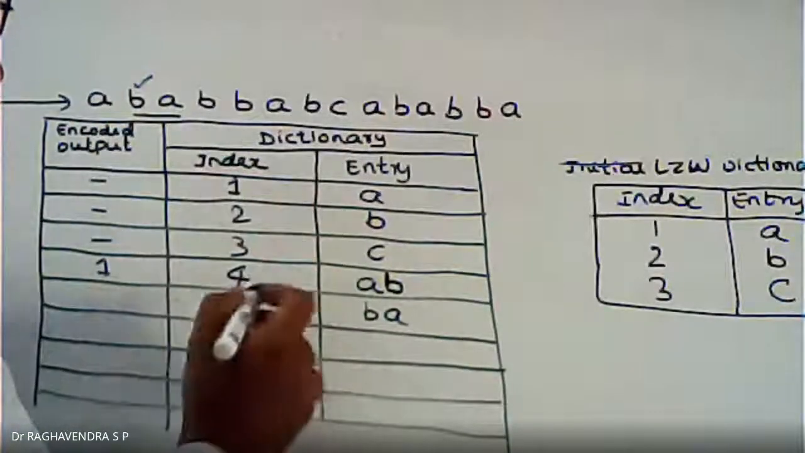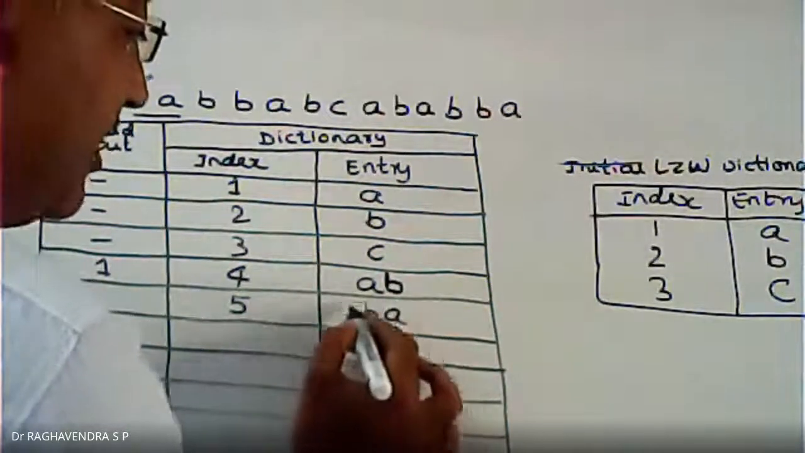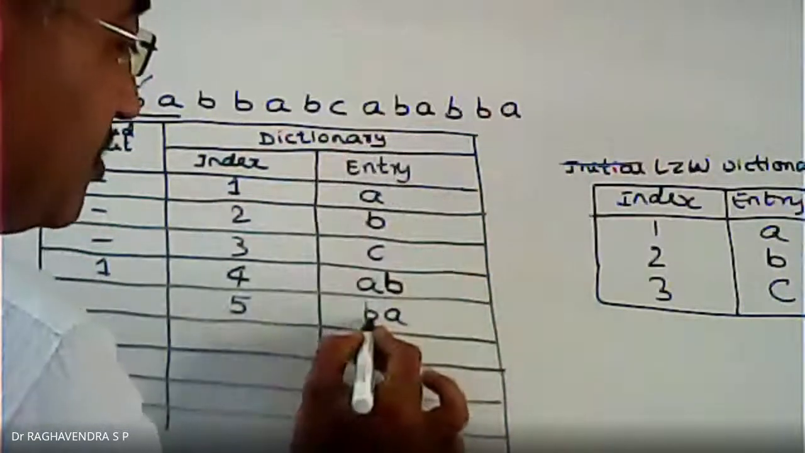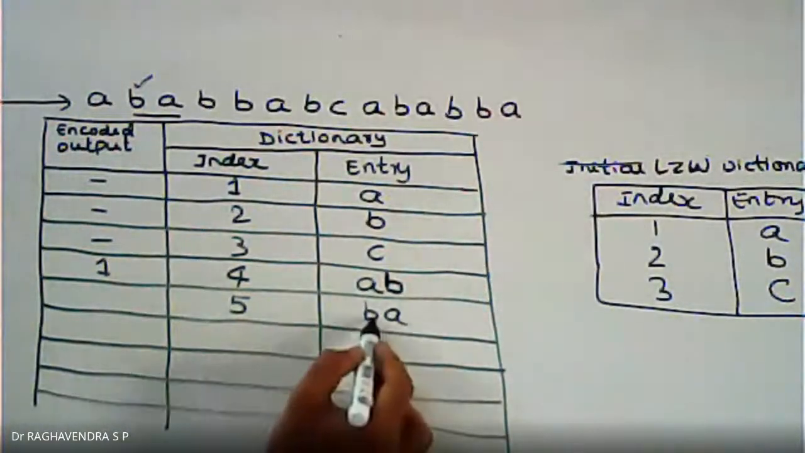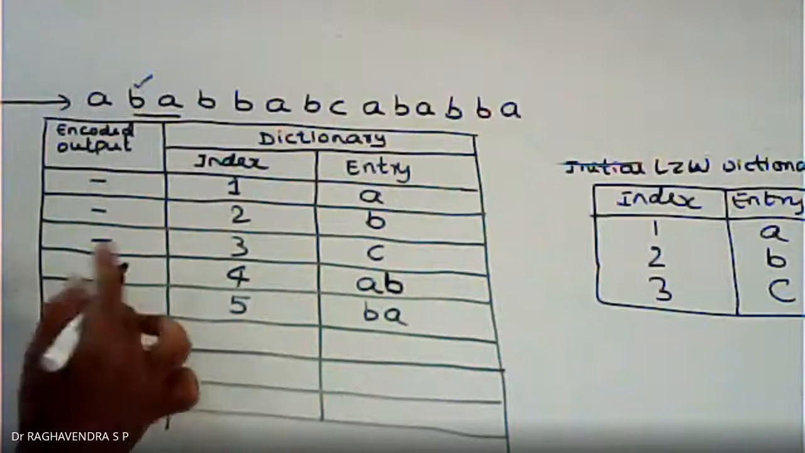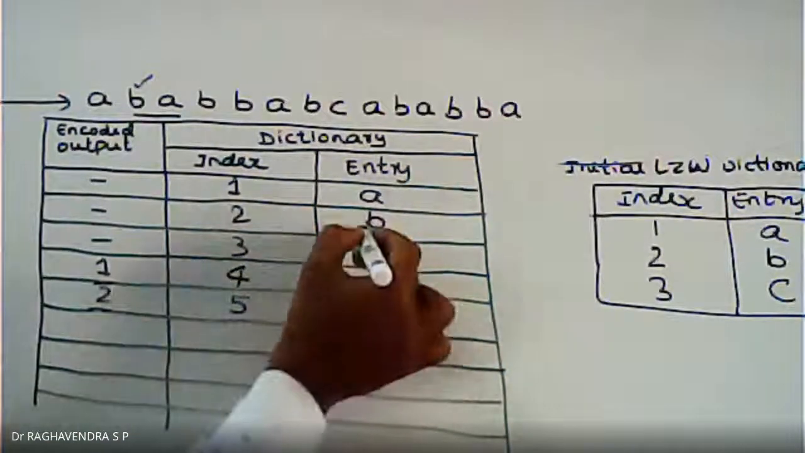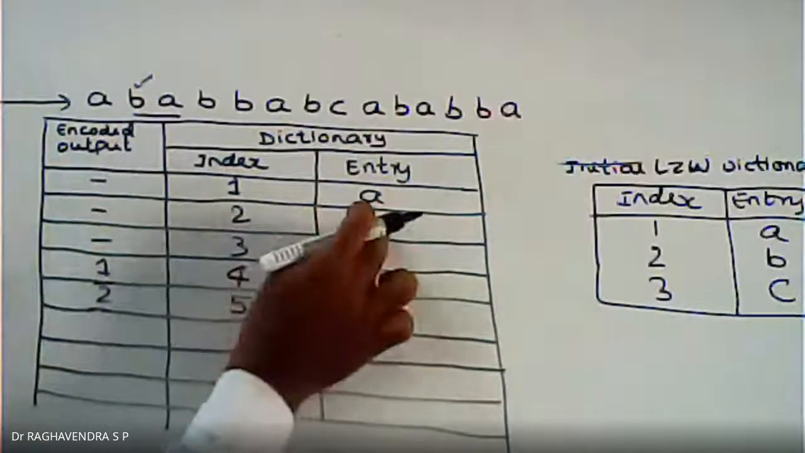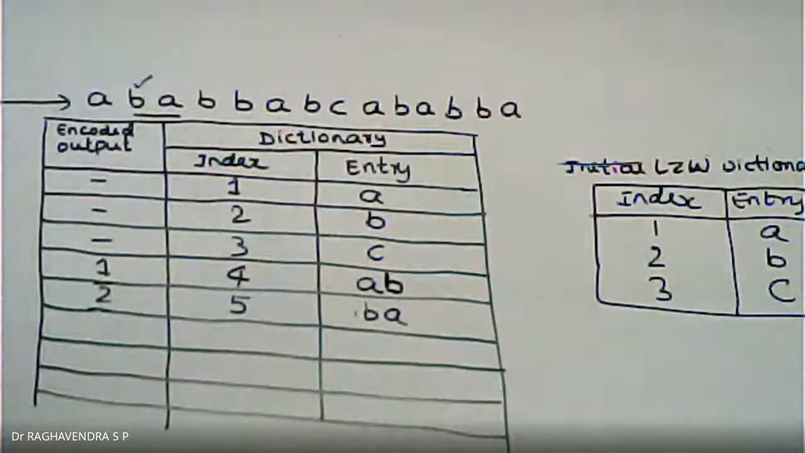So now the index will be incremented to 5. Now, to find out the similarity of existing entries. B is present here, so what is the encoded output here for BA? 2. Very good. Because this B will be matched with this B. The index value of B is 2, so that is why I have taken 2 here. Clear?